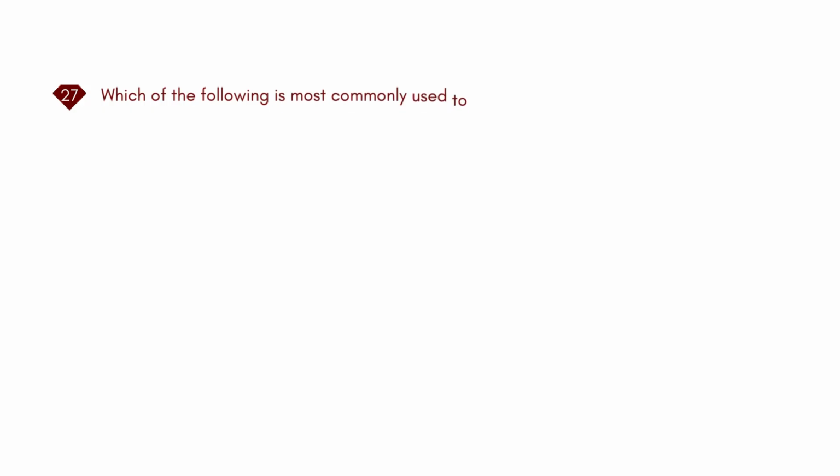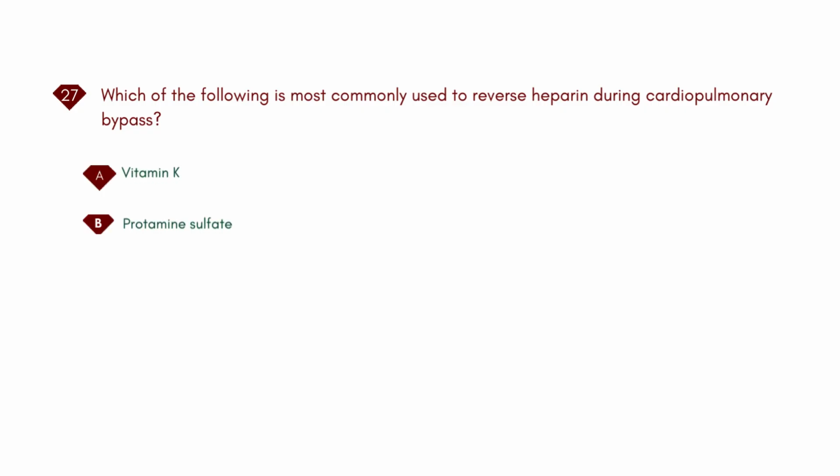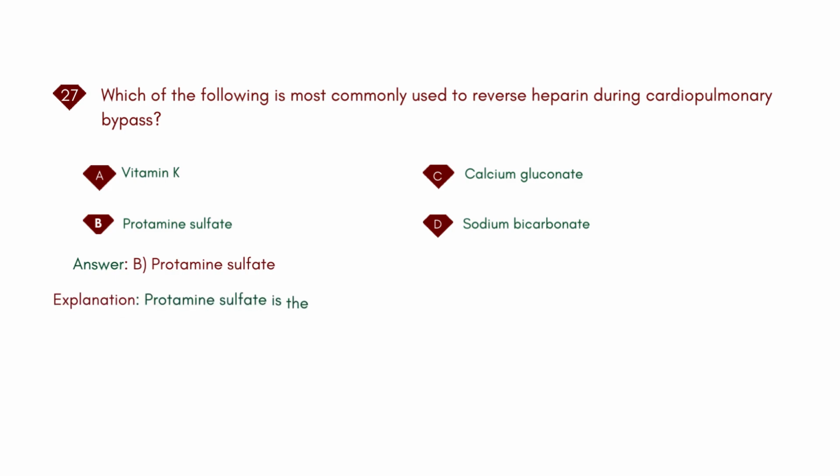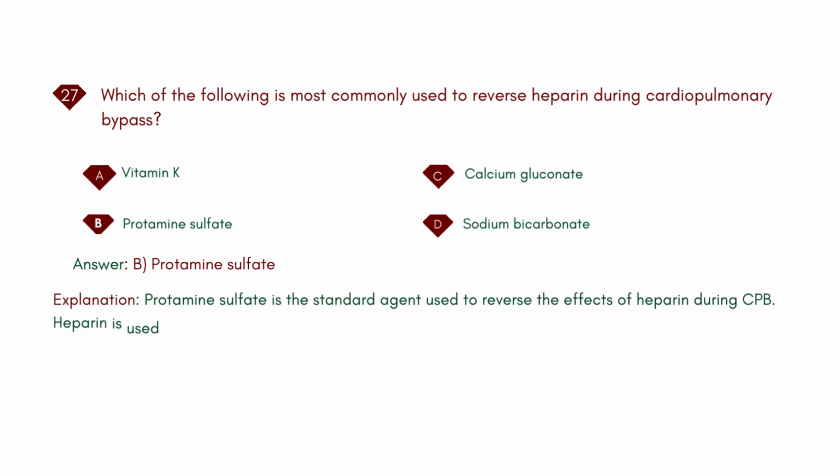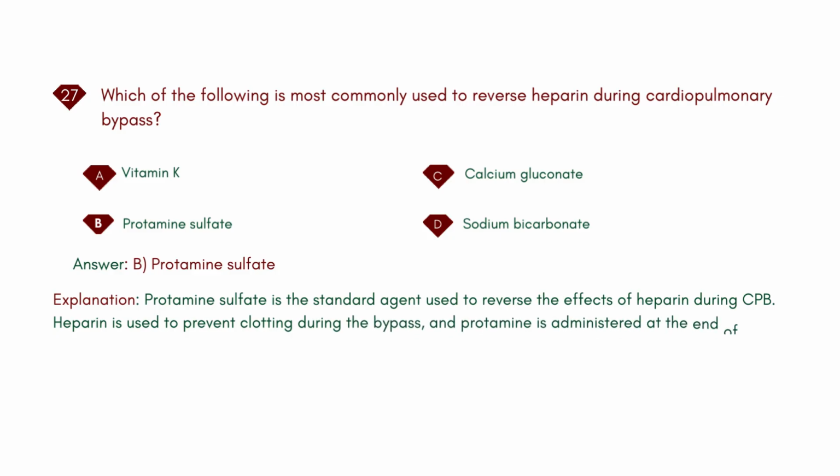Which of the following is most commonly used to reverse heparin during cardiopulmonary bypass? A. Vitamin K. B. Protamine sulfate. C. Calcium gluconate. D. Sodium bicarbonate. Answer: B. Protamine sulfate. Explanation: protamine sulfate is the standard agent used to reverse the effects of heparin during CPB.